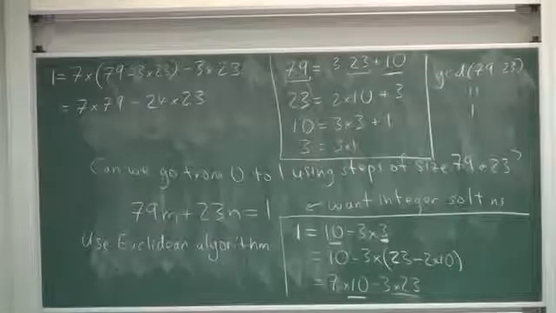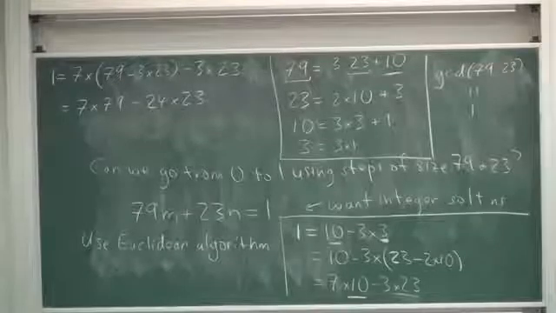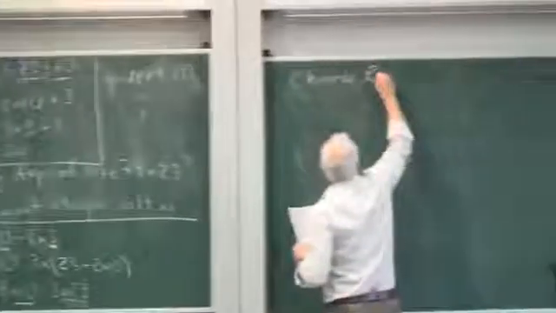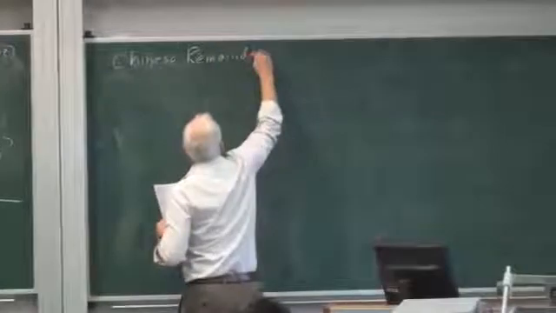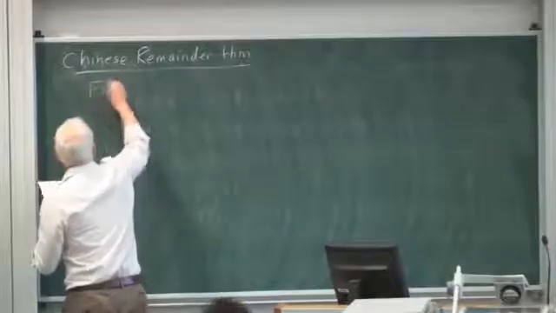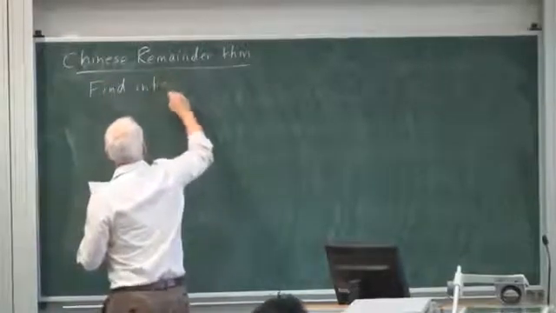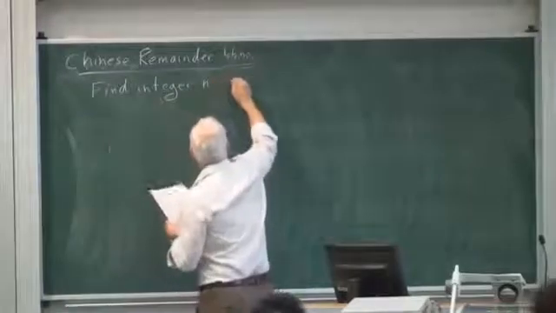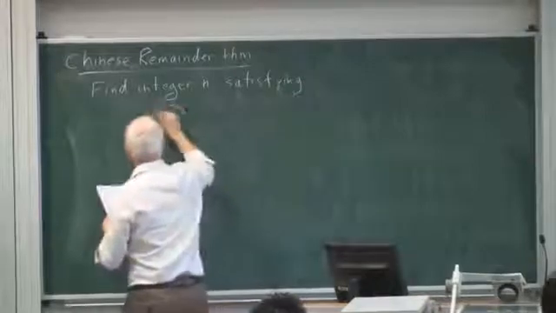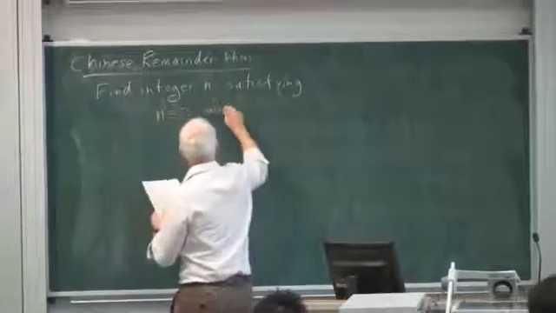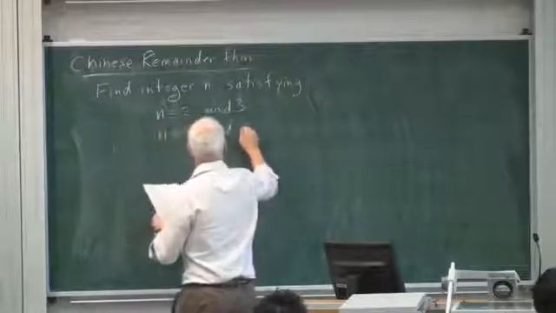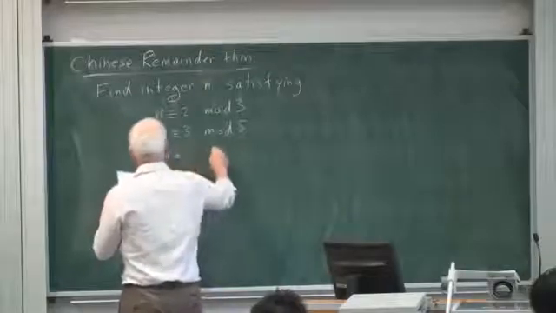So a problem that Sun Zi gives us that illustrates the Chinese remainder theorem is this. He says, find an integer n satisfying 3 conditions: that it should be congruent to 2 mod 3, that it should be congruent to 3 mod 5, and congruent to 2 mod 7.